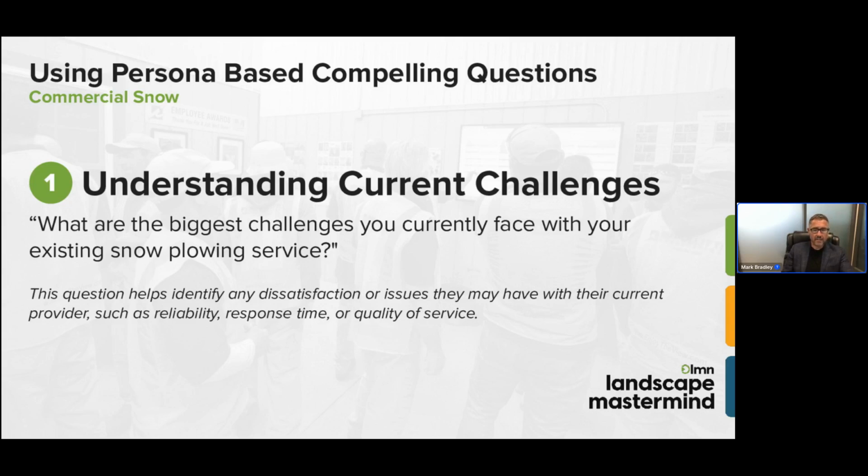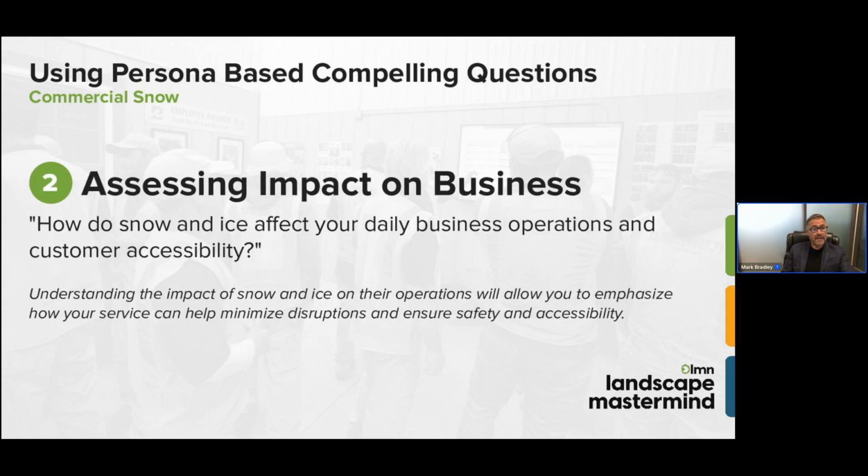So first off, I need to know current challenges. Next up, I'm always going to try to figure out what is the actual impact on this business if they decide to go ahead with me to maintain their landscaping or plow their snow or whatever it happens to be. Now, I want to understand what happens to this business if we fail or if our competitor fails. So I want to ask a question along these lines, like, hey, how do snow and ice affect your daily business operations and your overall customer accessibility?